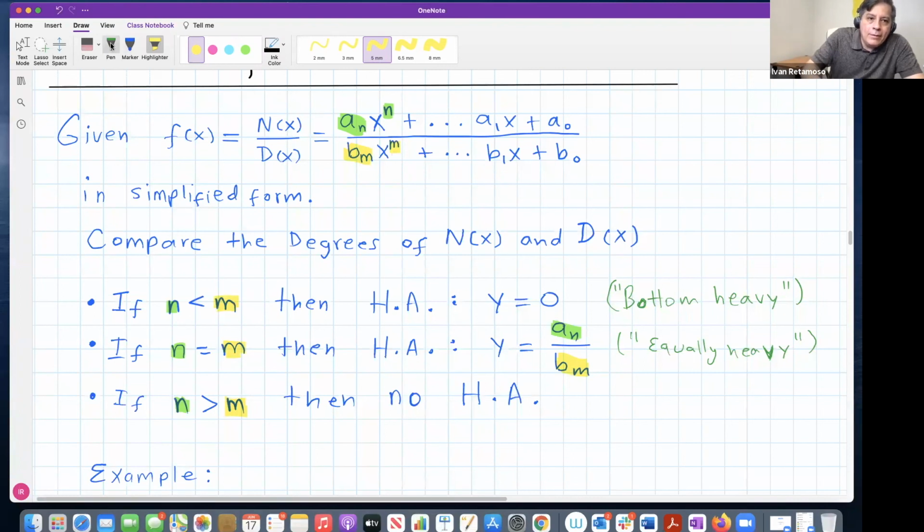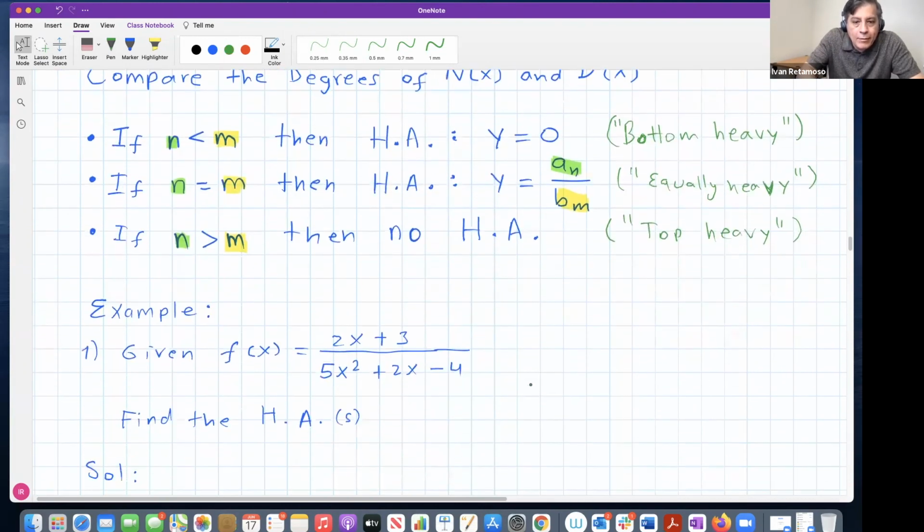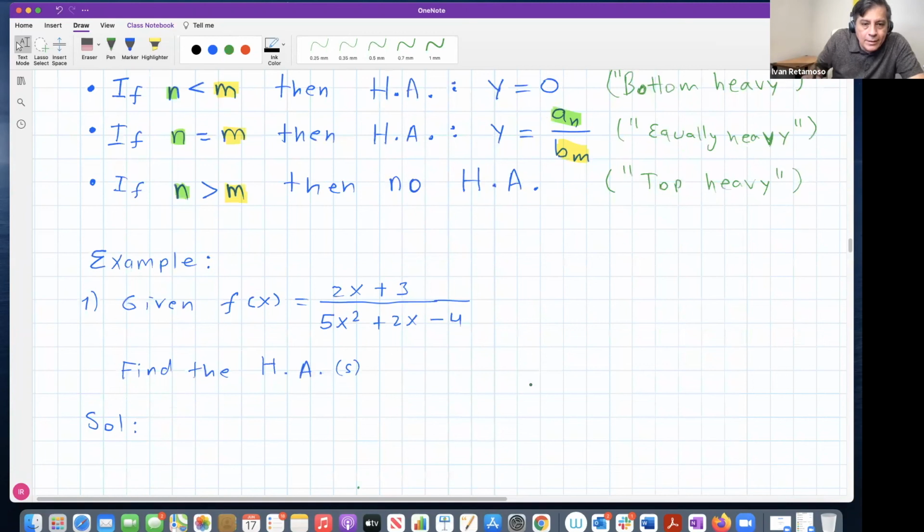And in order to identify this situation, we're gonna call this type of rational functions top heavy. So why do you call them top heavy? Because this guy is the dominant, right? Top heavy, the dominant, n bigger than m. So for top heavy rational functions, no horizontal asymptote, right? These are the three conclusions.